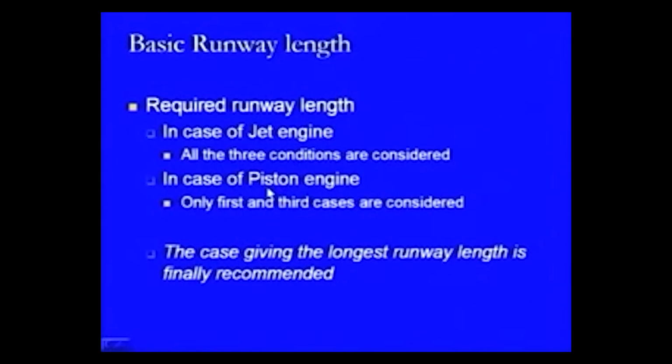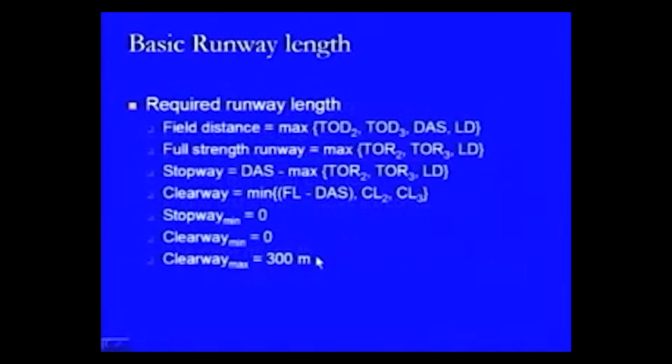Now, another thing we are going to discuss is the effect of the different types of engines, where if we are provided with a jet engine or a piston engine, then we have to look at which particular condition needs to be evaluated in these cases. In the case of the jet engine, all the three conditions which we have discussed so far need to be evaluated, whereas in the case of piston engine only the first and the third case are evaluated, the second case of takeoff is not evaluated. The case giving the longest runway length is finally recommended as the basic runway length.